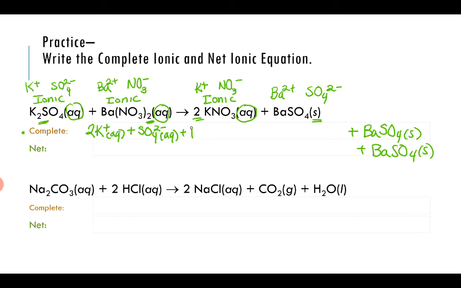And so I have barium 2+ ions that are aqueous and 2 nitrate anions that are aqueous. And then that's going to be 2 potassium ions that are aqueous and 2 nitrate ions that are aqueous. So that's our complete ionic equation.